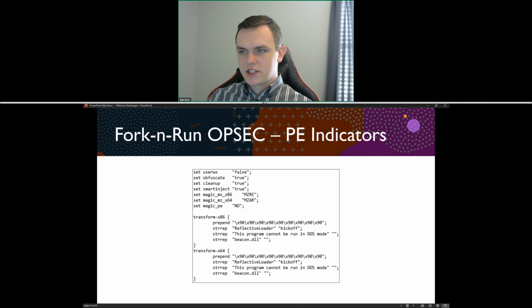So just to give you a quick example of what that looks like, you can see I'm setting use RWX to false, I'm setting obfuscate, cleanup, and smart inject to true. I'm setting some different MZ and PE header values. And then finally, for x86 and x64 specifically, you can set options such as prepend or string replace. So you can replace things with another string, such as reflective loader being replaced with the word kickoff here. You can replace strings with nothing, such as "This program cannot be run in DOS mode" being replaced with just an empty string.